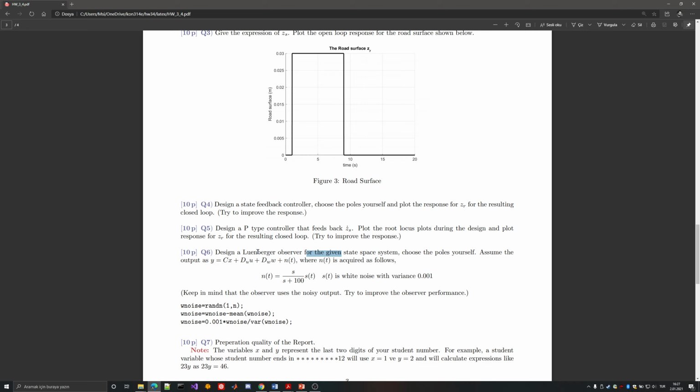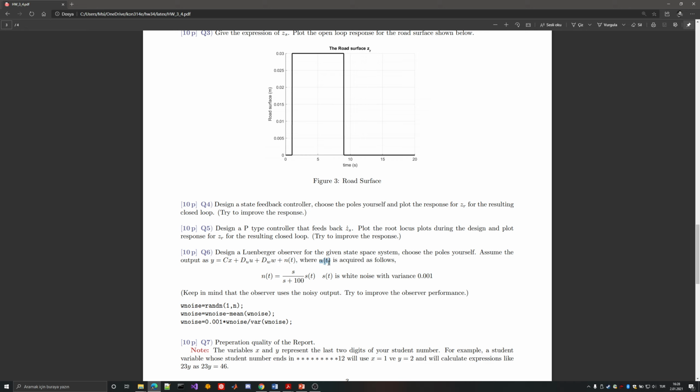So for the given system, you are asked to design an observer. Again, you are asked to choose the poles yourself. But here we have a little bit of action going on. We have to assume the output has some noise in it, and this noise will affect the measurements, because we are measuring the output and the observer is trying to estimate the states. So we have to basically apply some noise to it, because that's more realistic here. And once you've applied the noise, you will see the effects on the response of the observer.